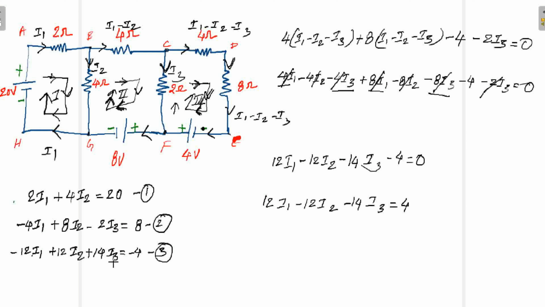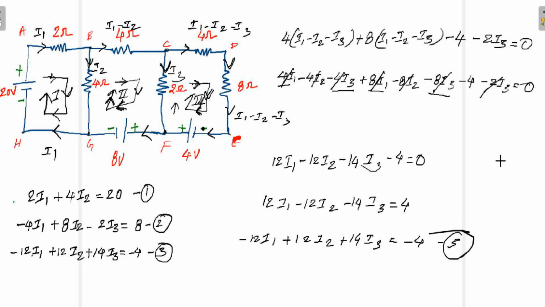So if I want to get the same equation, let us multiply on both sides with negative. So this becomes minus 12 I1, this becomes plus 12 I2, this becomes plus 14 I3, which is equal to minus 4, which is your third equation. So this is the simplest way to apply, whenever in a competitive examination we need to apply directly.